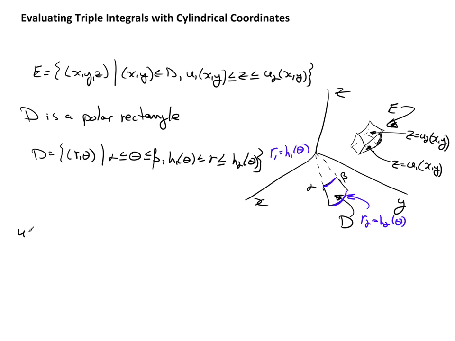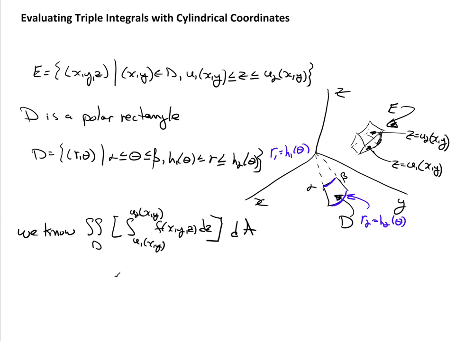Now we know that the double integral over D of the integral, say u1 of xy to u2 of xy, of f of x, y, z dz dA is actually equal to the triple integral over E of f of x, y, z dV. But we also know how to integrate over polar coordinates.